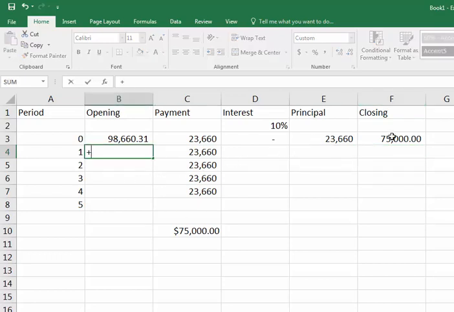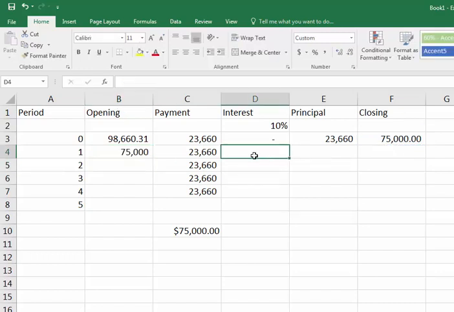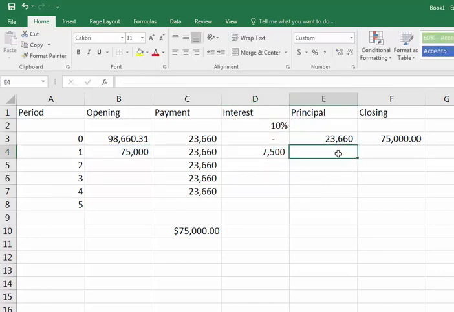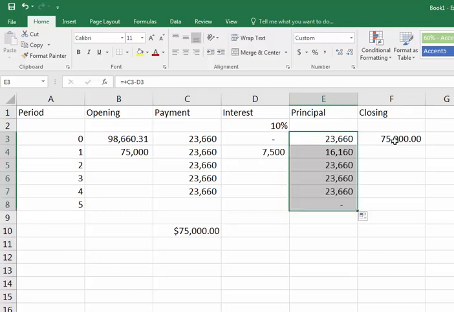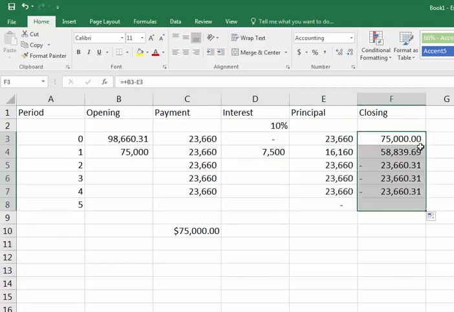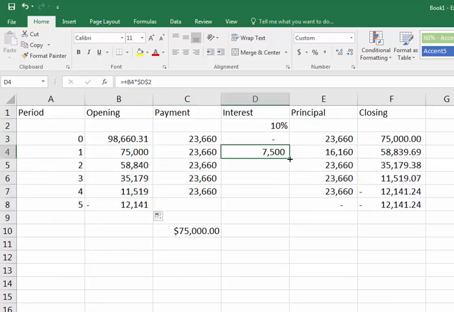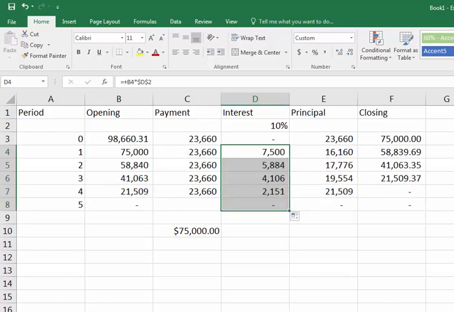My closing balance becomes the opening balance for the next period. My interest becomes the opening balance times the interest rate, and once again I'm going to hit F4 so that it can be copied down with no impacts, and I'm going to copy down my formulas to the remaining cells, and what you can see now is that that gives me what the table looks like for payments in advance.